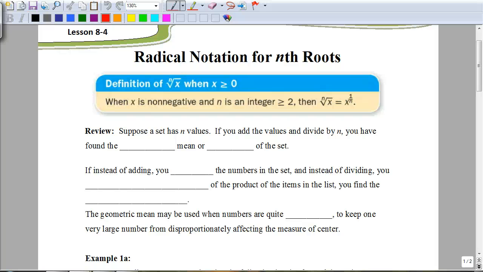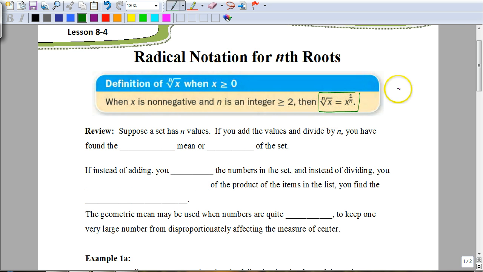Okay, so today we're going to be doing some things with radical notation for what we call nth roots. First off, let's talk about radical notation and nth roots as defined in this box here. What this says is when x is non-negative and n is an integer greater than or equal to 2, then this holds true. Now we're familiar with seeing things written as roots, like cubed root, third roots, fourth roots.